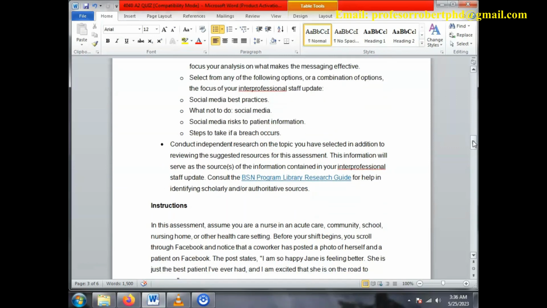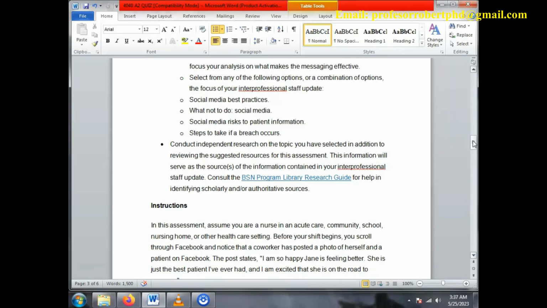Select from any of the following options, or a combination of options, the focus of your interprofessional staff update. Social media best practices: what not to do. Social media risks to patient information. Steps to take if a breach occurs.